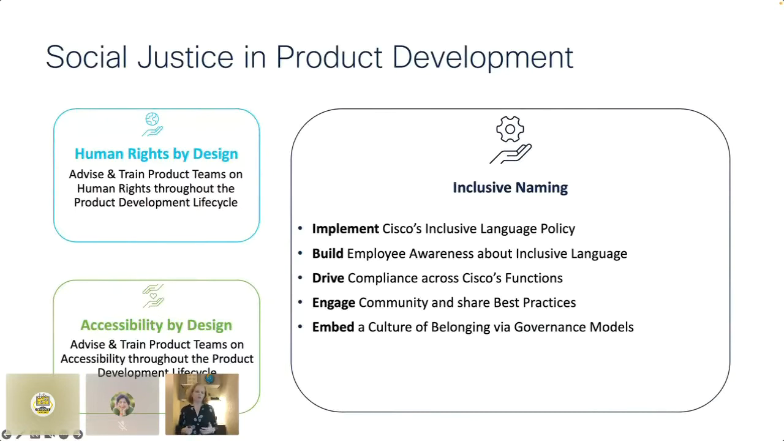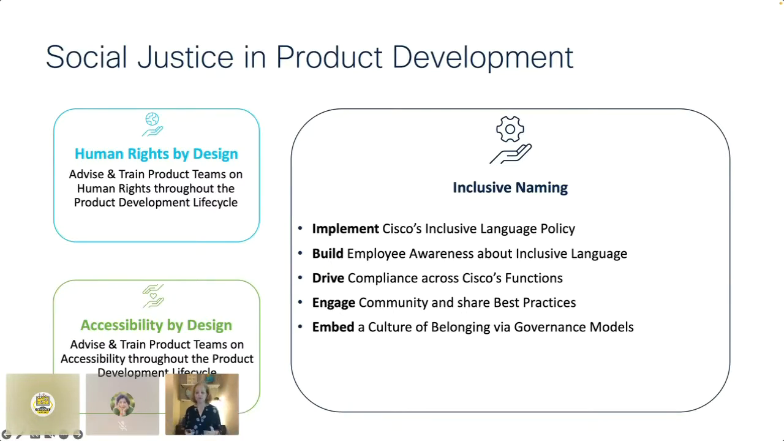So what is our charter? We want to make sure that we have a policy in place, that teams know about the policy, that we can implement it and give teams tools. We're trying to drive compliance, but we're trying to be assistive, not punitive. And so we're engaging the community, making sure that teams know what each team has done to tackle this problem. And then try to work towards governance models.